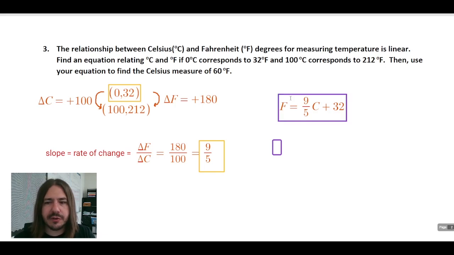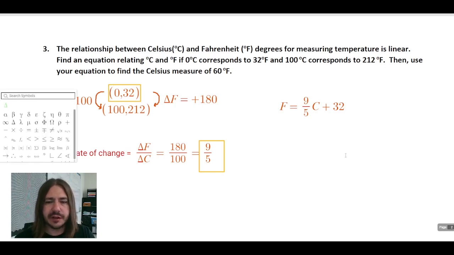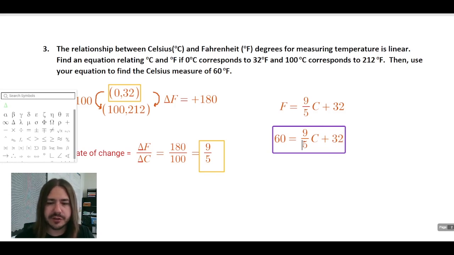All right, so there's our equation, and now we can use it to convert, right? We want to find the Celsius measure of 60 degrees Fahrenheit. So if the Fahrenheit is 60 degrees, what is the Celsius temperature? And we can use this equation for that conversion. This is actually the real conversion here.